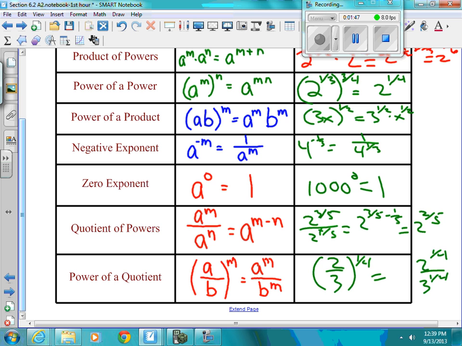Quotient of powers rule: a to the m divided by a to the n equals a to the m minus n. 2 to the 3/5 over 2 to the 1/5 equals 2 to the 3/5 minus 1/5, or 2 to the 2/5. And power of a quotient rule: a over b, to the m, equals a to the m over b to the m. 2 over 3, to the 1/4 power, equals 2 to the 1/4 over 3 to the 1/4. So it's the same rules we used before, just now we could have fractions for exponents.